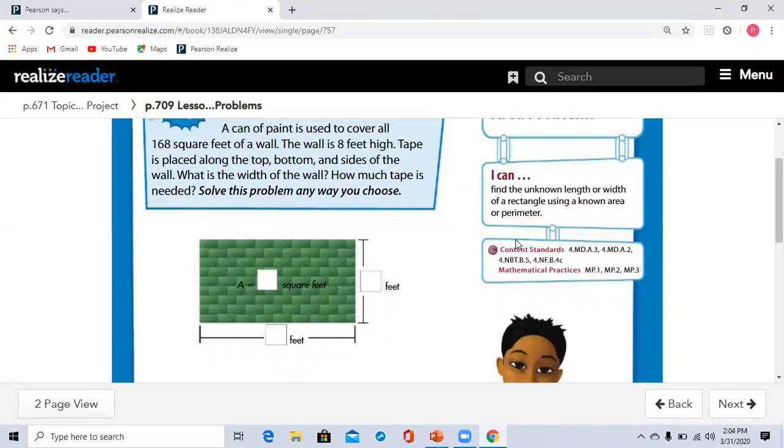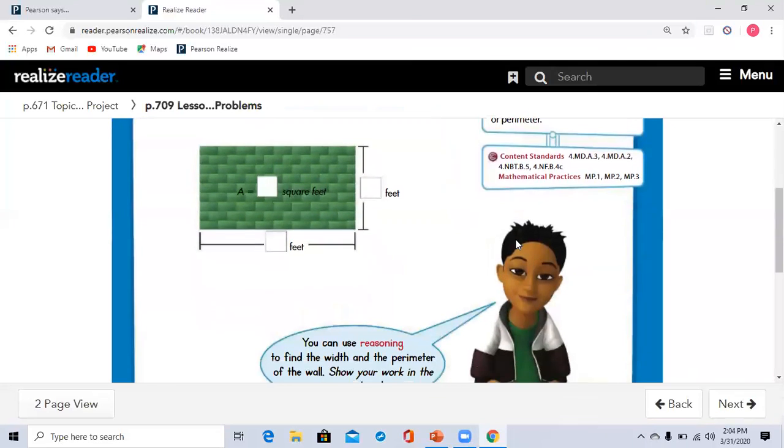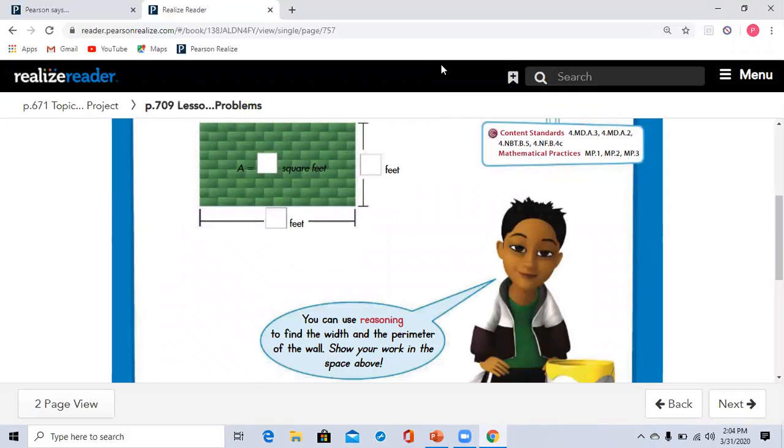So if we look at this question, we can see that there are two questions that need to be asked. First of all, I need to write in what they have given me. So I know that this wall is 168 square feet and that it is 8 feet high. What I don't know is the length of the wall. So how will I do this?